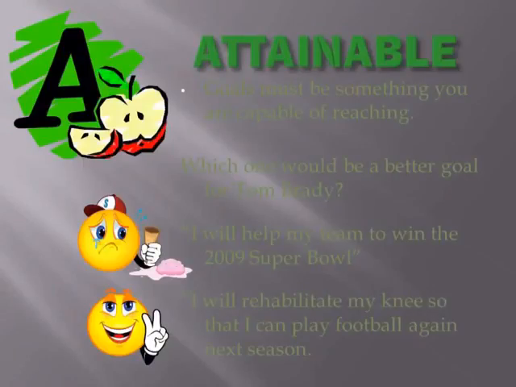A is for attainable. Goals must be something you are capable of reaching. Which one would be a better goal for Tom Brady after he injured his knee in the 2008-2009 football season? "I will help my team to win the 2009 Super Bowl," or "I will rehabilitate my knee so that I can play football again next season." Clearly, the second statement is the most attainable, since he was not going to be able to play football in the 2009 Super Bowl.